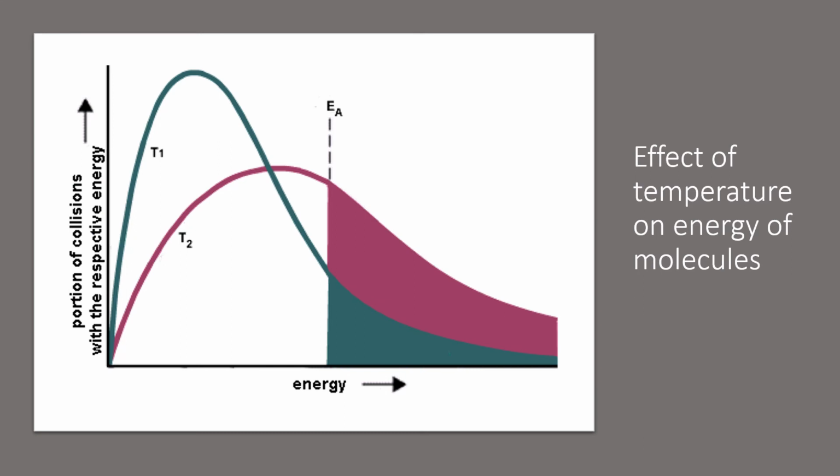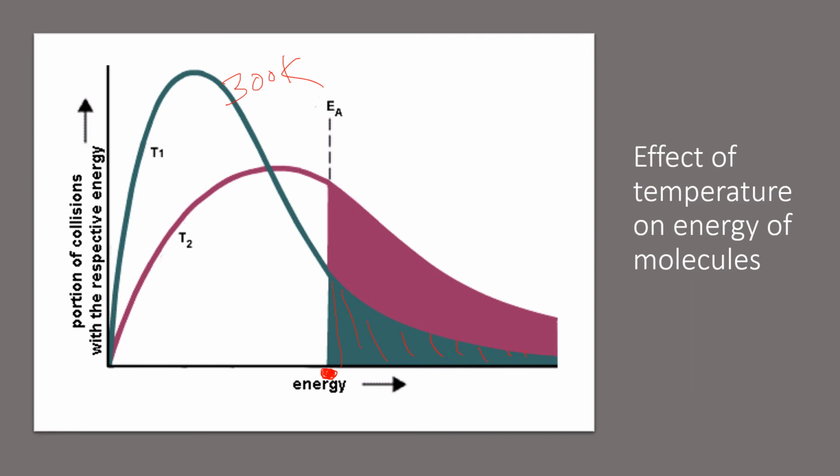So this is a graph showing the energy of molecules at different temperatures. From the first graph, you can see that at the T1 temperature, this is the minimum energy, or the activation energy, required for taking part in a chemical reaction. Let T1 be 300 Kelvin. At T1 temperature, only this many molecules can undergo chemical reaction.